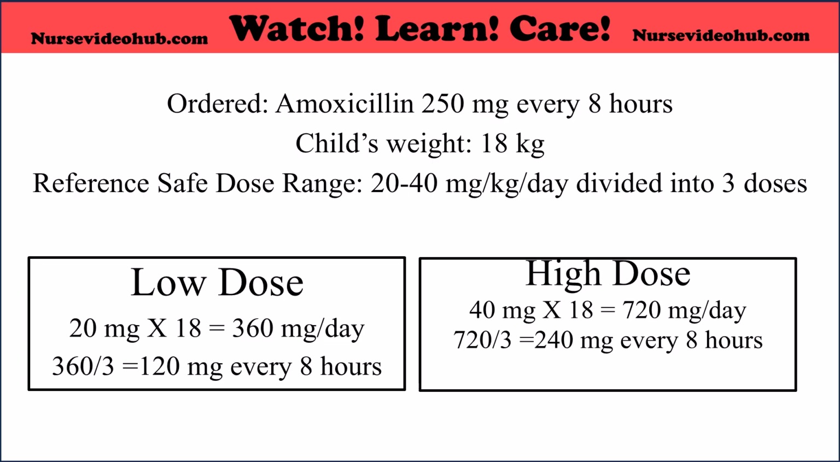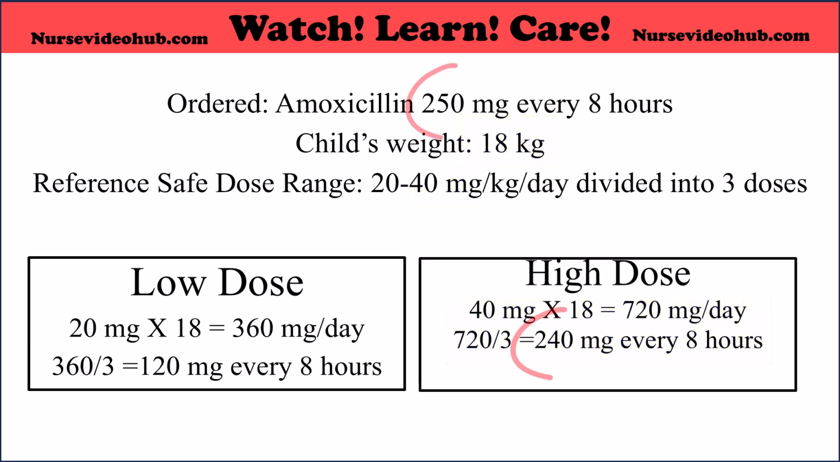Check if the patient's dose is safe. The low dose range is 20 milligrams times 18 kilograms divided by 3. The low dose is 120 milligrams every 8 hours. The patient's dose is 250 milligrams, which is above the low dose, so that is good. Now you need to ensure it is at or below the high dose. The high dose is 40 milligrams times 18 divided by 3. The high dose is 240 milligrams every 8 hours.